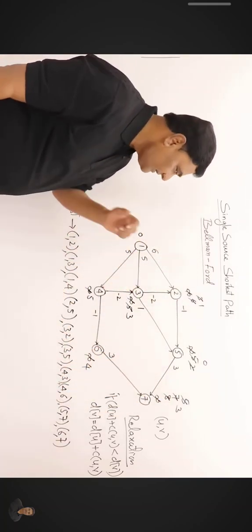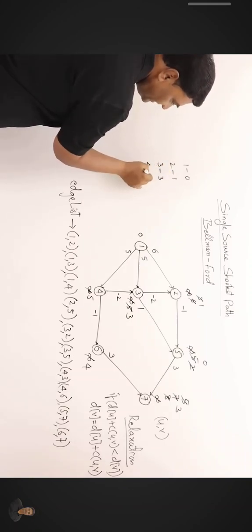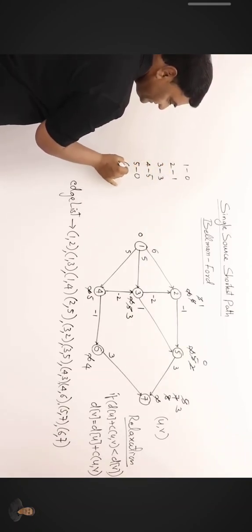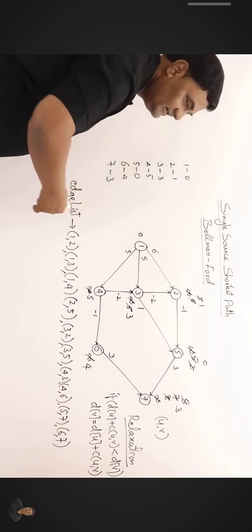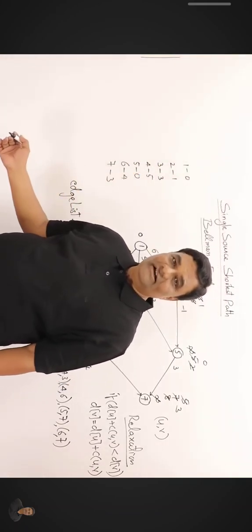So what are the results I got? Vertex 1 is 0. Vertex 2 is 1. Vertex 3 is 3. Vertex 4 distance is 5. Vertex 5 distance is 0. Vertex 6 distance is 4. Vertex 7 distance is 3. These are the distances I got. If I continue for 2 more times also, I'll get the same result. So finally, these are the shortest paths. You can observe that. So as I'm doing it manually, I have stopped.